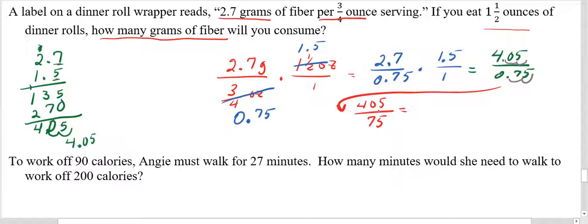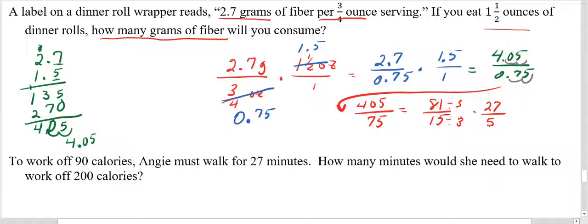5 goes into both of these. 5 goes into 405 81 times, because 5 goes into 40 8 times. And 5 goes into 75 15 times. Okay, so I have 81 over 15. Then I can reduce this by 3. 81 divided by 3 is 27. 15 divided by 3 is 5.